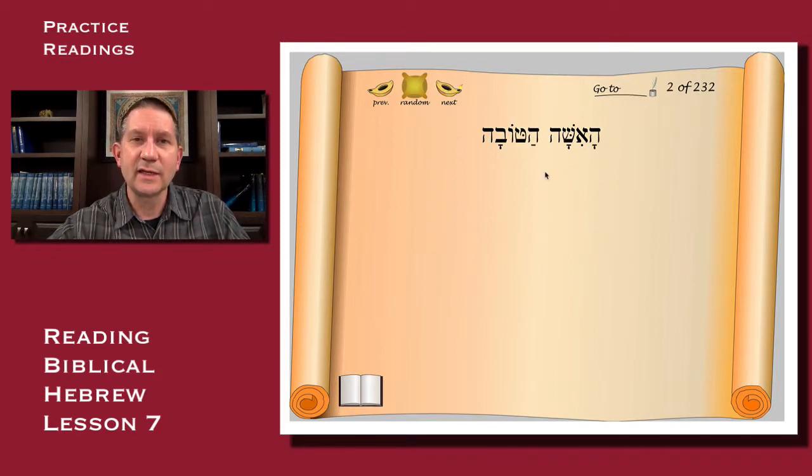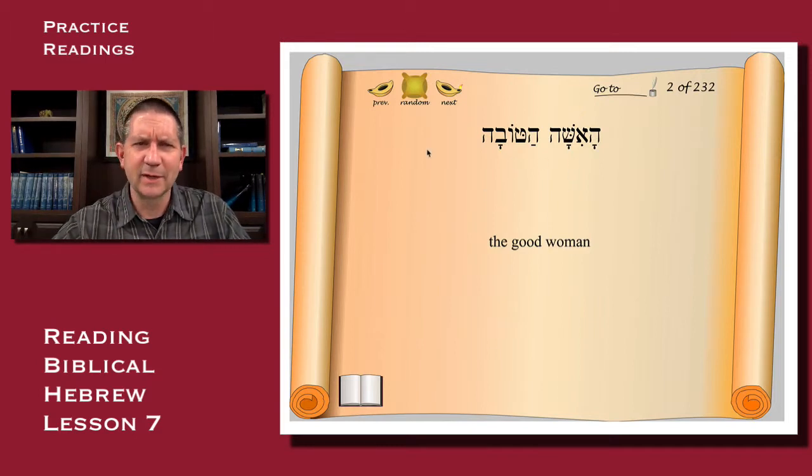Now we have ha'isha ha'tova. So you'll notice that both are articular, so both are definite. They're also both feminine and singular. So we have the woman, the good one, and good English would be the good woman, because attributive is after, and this is attributive position in English. In English, attributive is before. It's kind of neat, though, that because Hebrew goes right to left and English goes left to right, if you just put the meaning of the Hebrew word in English underneath, you end up kind of in the right order.